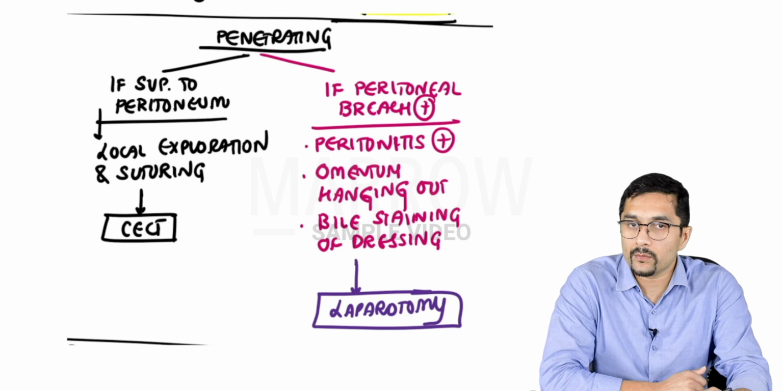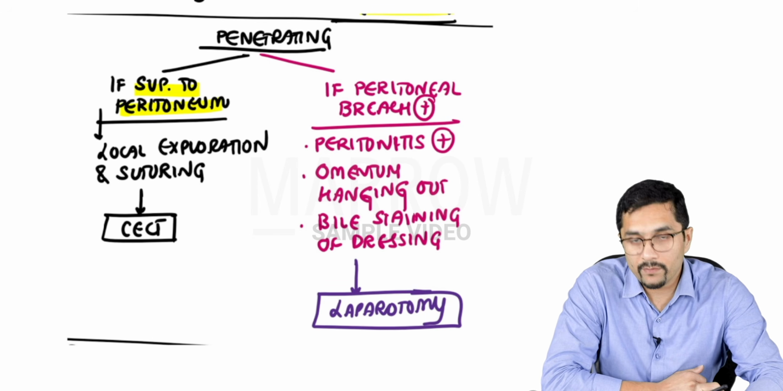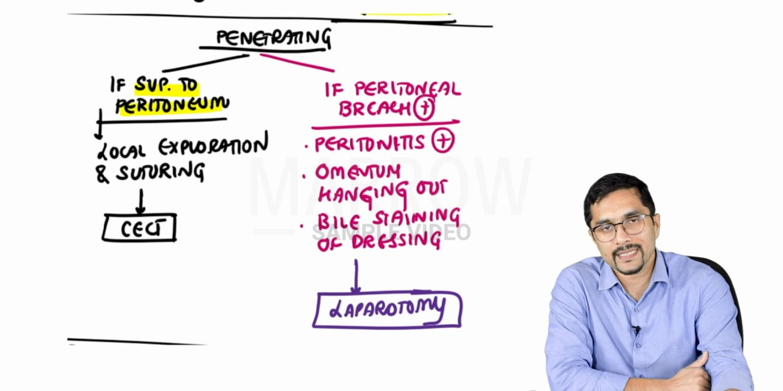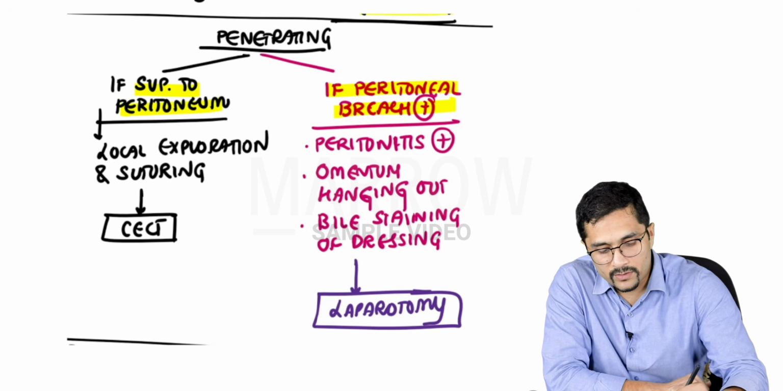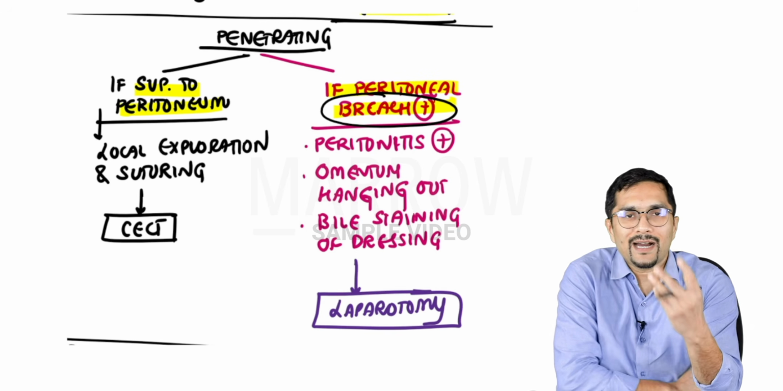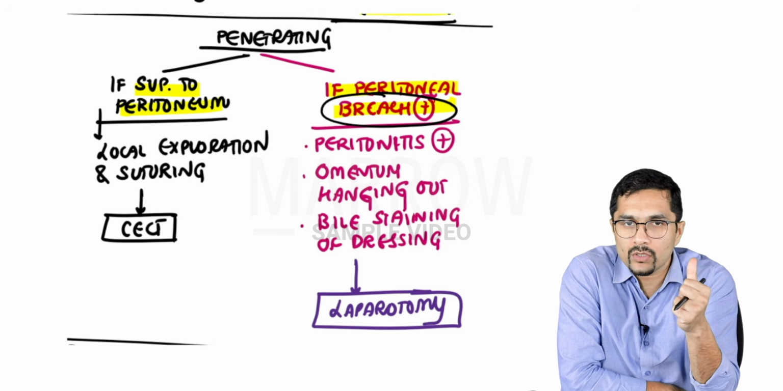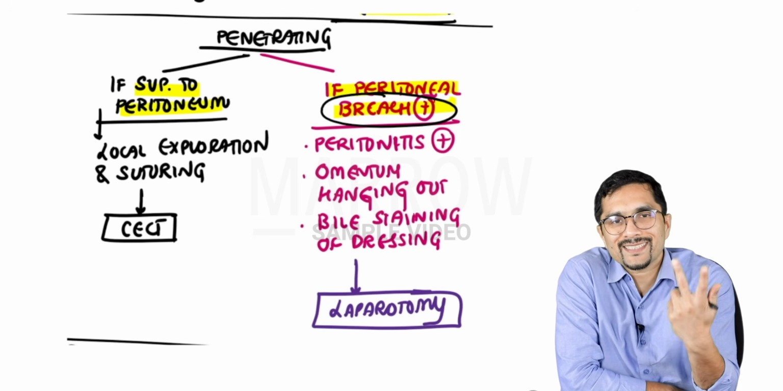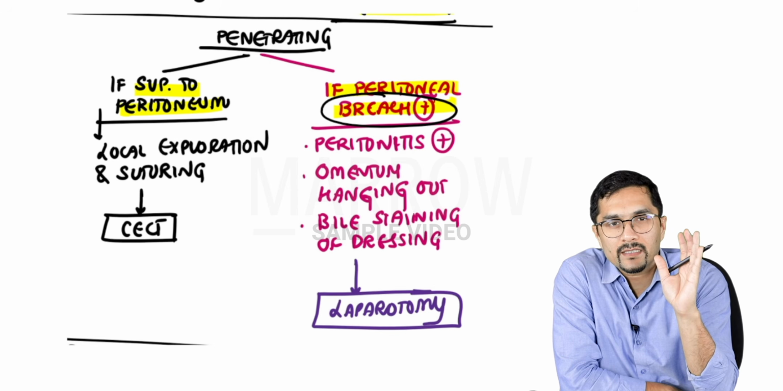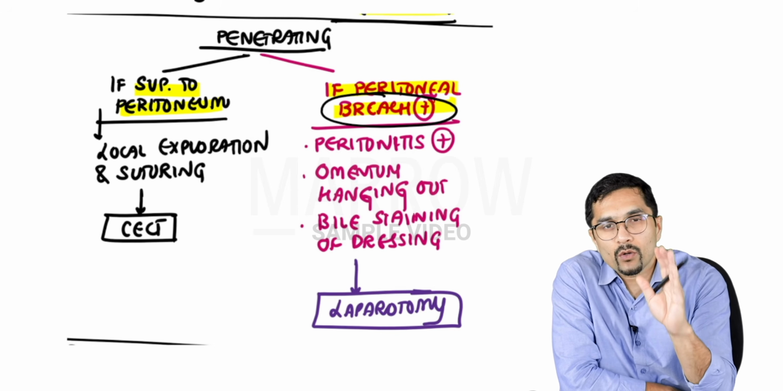Penetrating abdominal trauma, the workup is different. If it is superficial to the peritoneum, then we will do local exploration and suturing of the wound, followed by CECT. But if there is a peritoneal breach, this is the important thing, how does a peritoneal breach manifest? It will manifest as either the omentum coming out, or bile staining of the dressing, or there are signs of peritonitis. What are the signs of peritonitis? Rebound tenderness, guarding, rigidity. If these signs are there, then we straight away go for a laparotomy.